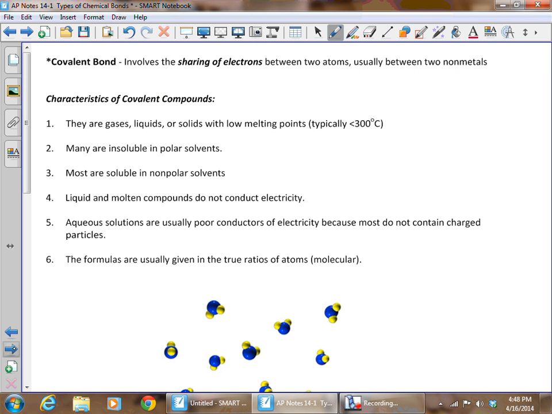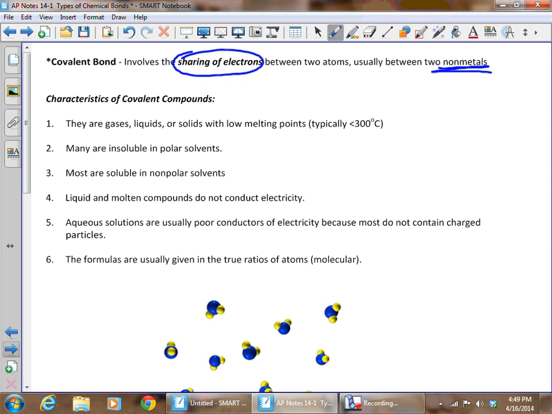Now, covalent bonds. If you want to go back and listen to the notes over ionic, metallic, and covalent bonding, you can from Chem 1. It's back in Unit 9 of Chem 1. But covalent bonding involves the sharing of electrons, and it happens between two atoms that are generally nonmetals. And these atoms are going to be the ones that have electronegativity values that are not very far apart. Remember, electronegativity is the tug-of-war force, that force of those atoms pulling on that shared pair of electrons.